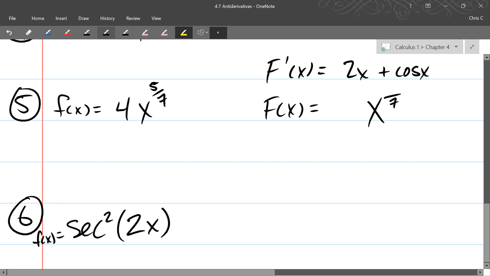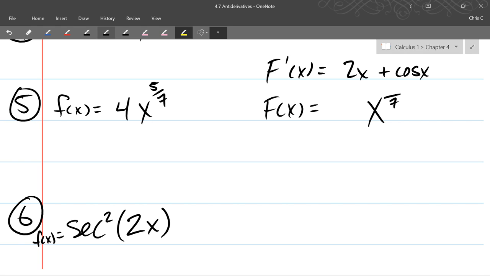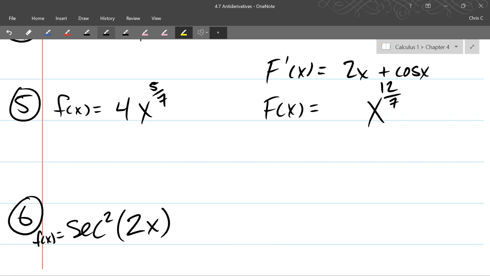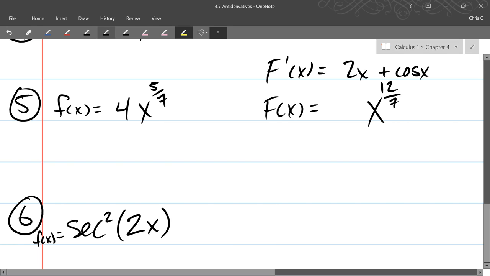Anybody want to be brave and guess how many sevenths? 13. Almost 13. So what do you have to do to 5/7 to get the new power? Add one. So we're going to add 7/7 to 5/7 and get 12/7. So I'm going to do the opposite of derivative, which is instead of bring it down by one, we're going to bring it up by one. So that's 12/7. I'm just going to guess, just put 4 in front. And then we'll take a derivative and see what we get.